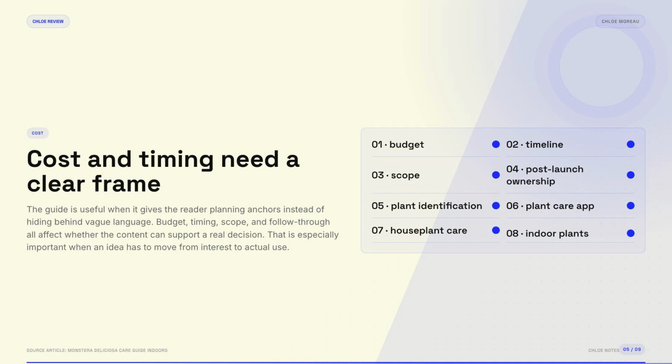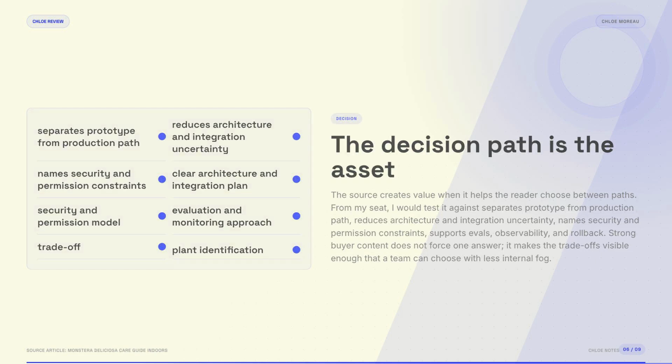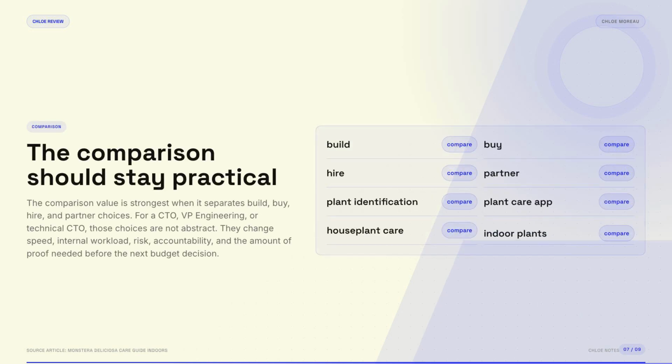The guide is useful when it gives the reader planning anchors instead of hiding behind vague language. Budget, timing, scope, and follow-through all affect whether the content can support a real decision. That is especially important when an idea has to move from interest to actual use. The source creates value when it helps the reader choose between paths. From my seat, I would test it against separates prototype from production path, reduces architecture and integration uncertainty, names security and permission constraints, supports evals, observability, and rollback.